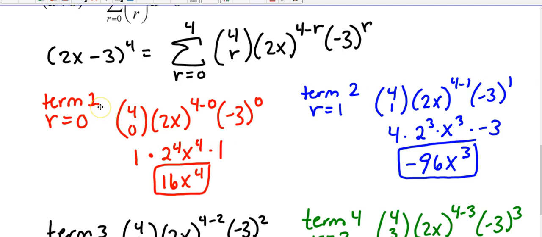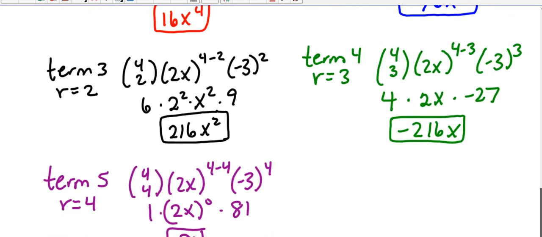So here's term number 1. Notice I wrote term number 1 is r equals 0. It's not r equals 1, so be careful about that. Term number 2 is r equals 1. So I put 0 in every place there was an r, and I have 4 select 0, which is 1, 2x to the fourth, 4 minus 0, so 2x to the fourth, x to the fourth, and negative 3 to the 0 is 1, so there's 16x to the fourth. Not a surprise, we've done this twice already. We know what the answer is supposed to be. Let's just look at how it appears in the formula. 4 select 1 is 4, 2x to the third, 2 to the third, x to the third, negative 3 to the first. There's our second term.